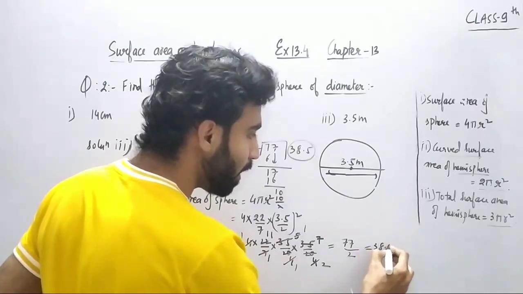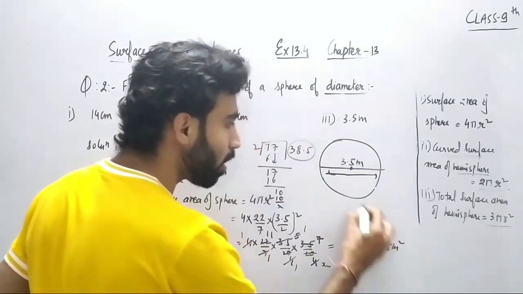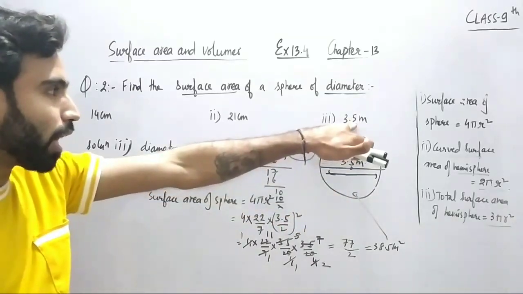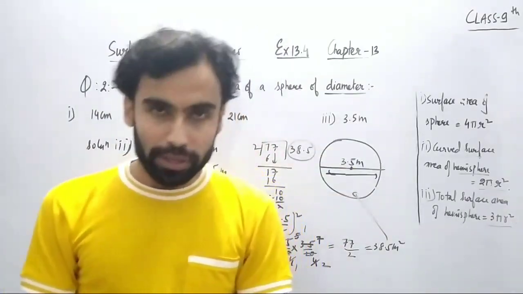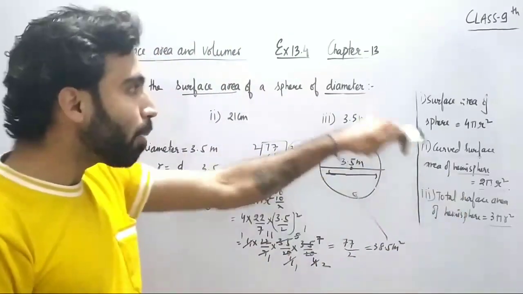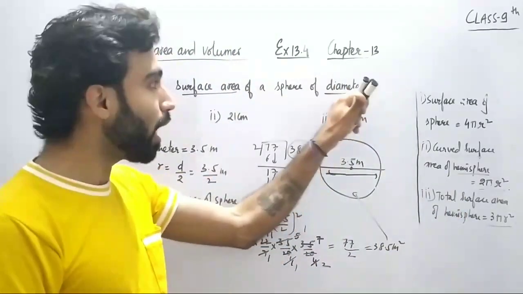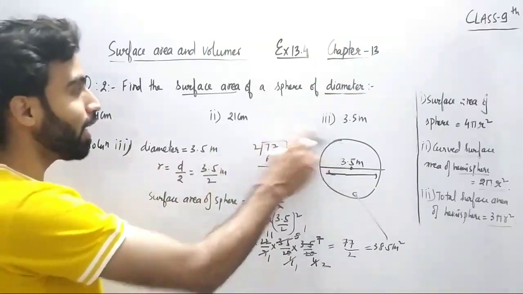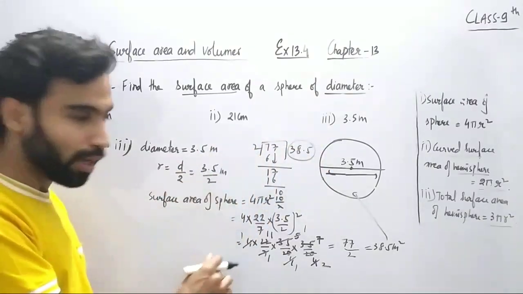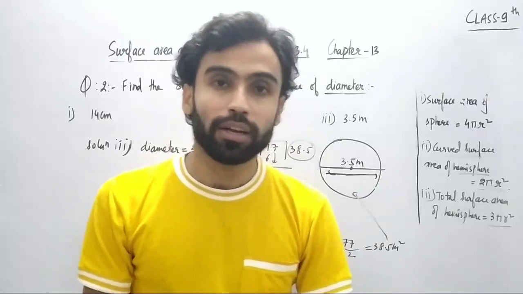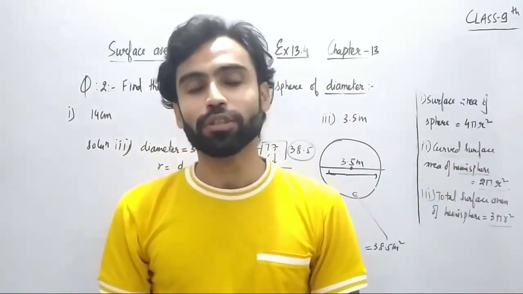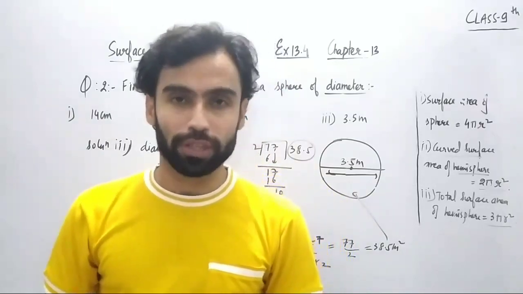So this will be, you can see in meter square, the surface area of the sphere having the diameter as 3.5 meters. When the diameter is given to us, you have to simply first find out the radius by dividing that diameter by 2, and then you can substitute that radius in the formula of the surface area, right? So that was all in the second question of this exercise.